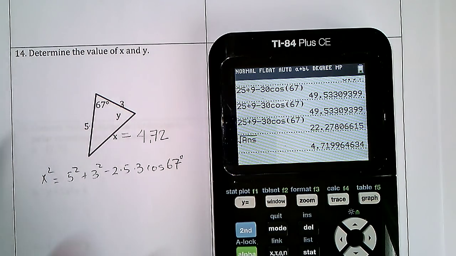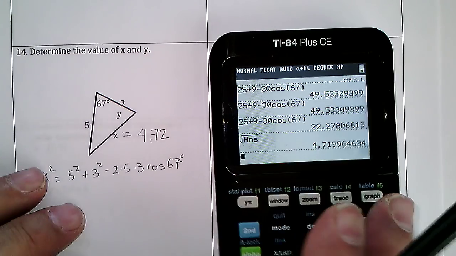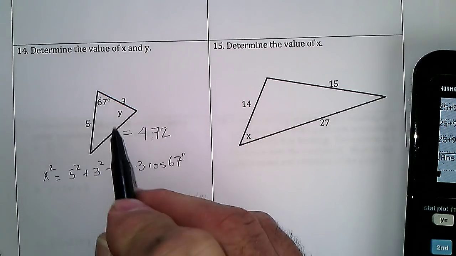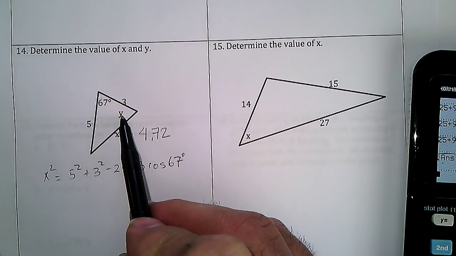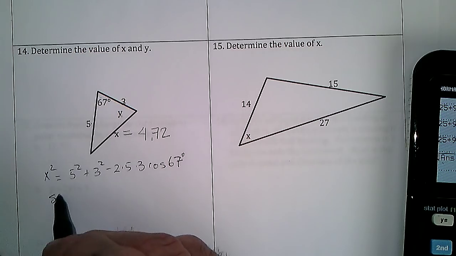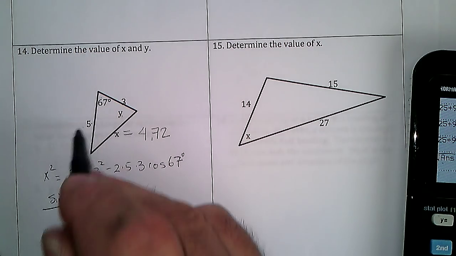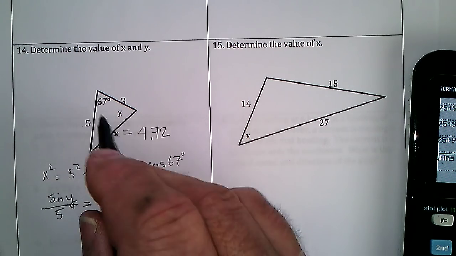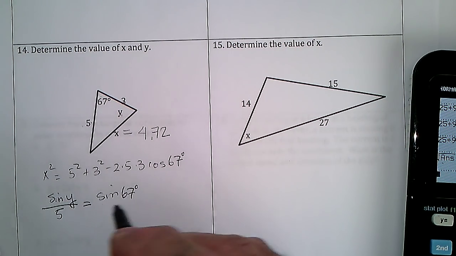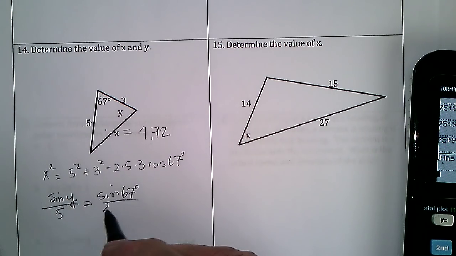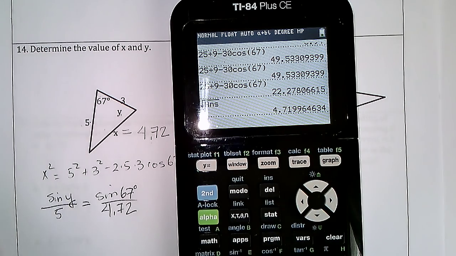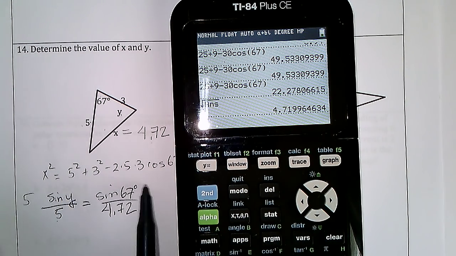Now I have 3 sides. I can always find another angle, or I can use the law of sines. Let's use the law of sines, since some of you might not have the program. So I'm trying to find an angle. So the sine of y over the side opposite is equal to the sine of any other angle, 67, over the side opposite, which is 4.72. So I'd multiply by 5 on both sides.